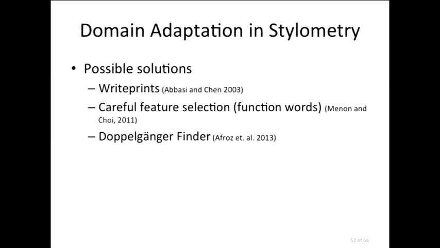The first is looking at write prints, which I showed in the beginning. Kind of throw as many features at it as you can and hope it works. The second is what if we were very careful about what features we selected instead? We only fix features, for example, that aren't context specific. And so we look at function words as others have in the past. And the final is that we look at our own method called Doppelganger Finder, which I'll get at later.